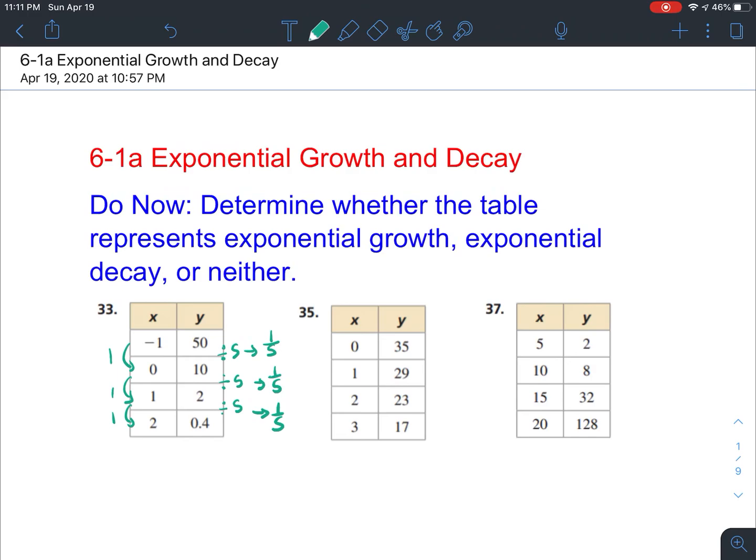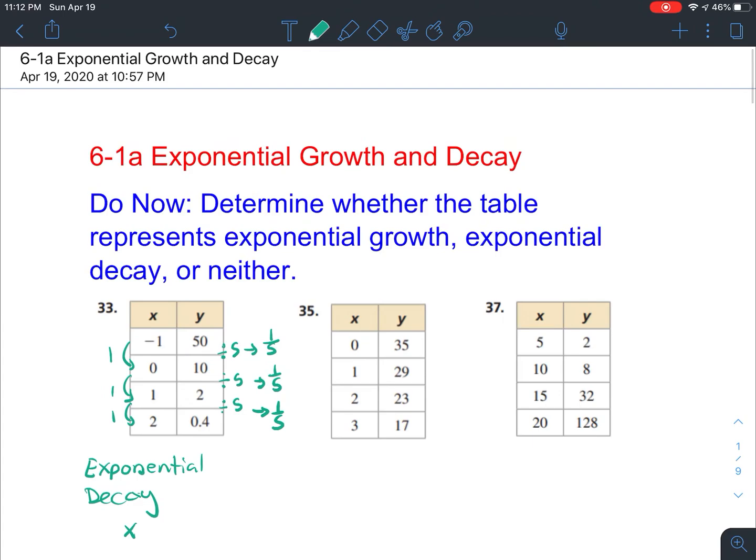So we would say that this is exponential decay. Why? Well, the numbers are getting smaller at a rapid pace, and more specifically, it's happening by multiplying by the value 1/5. Let's take a look at number 35.